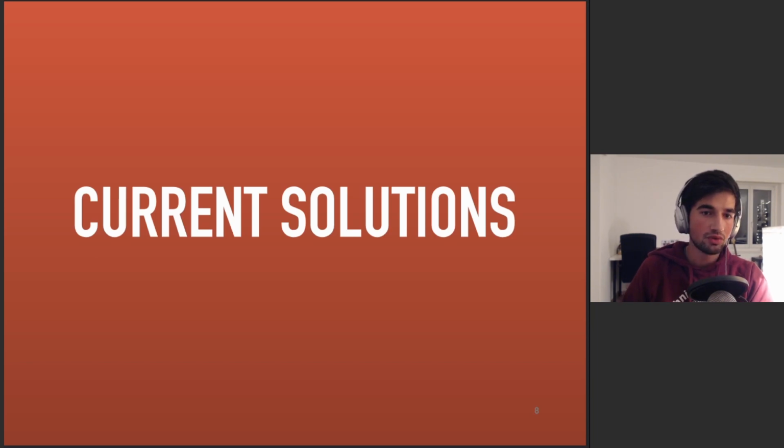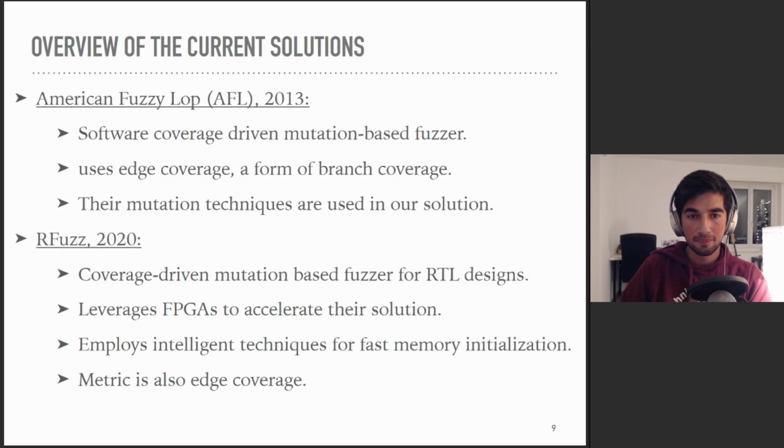So let's talk about current solutions in terms of fuzzing for digital designs. The first here is called American Fuzzy Lop, or AFL for short, and it's a common software-specific fuzzer. AFL uses coverage as a driving metric and introduces mutation techniques which are efficient and often lead to interesting results. AFL is often used as a basis for other fuzzers, and its mutation techniques are what we use in our solution. After that, we have RFuzz, which is a fuzzer for RTL circuits.